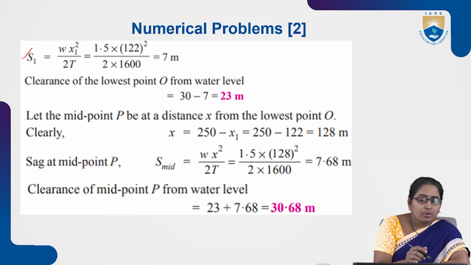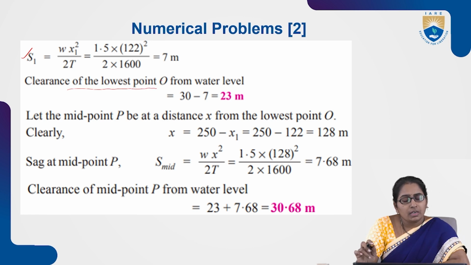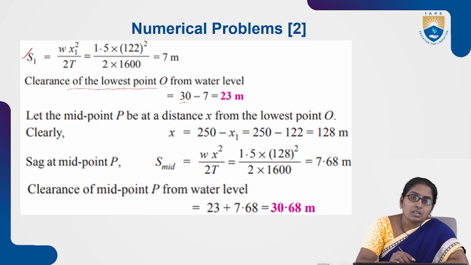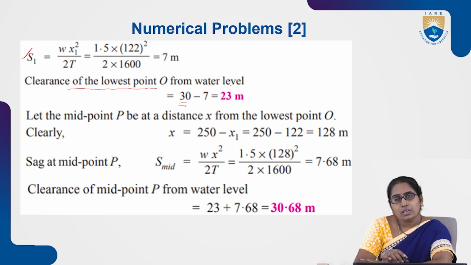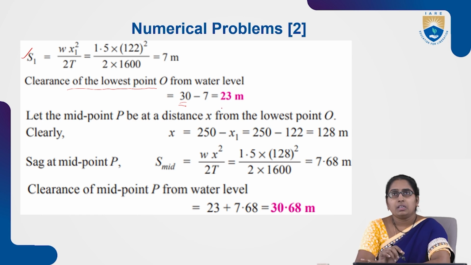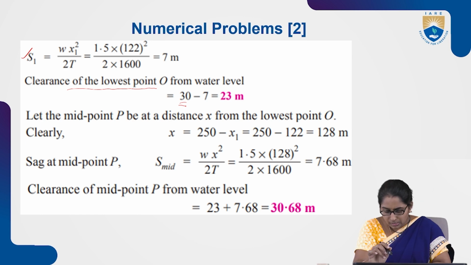Now, we want the minimum clearance. So the clearance of the lowest point O from the water level is the height of the tower A, 30 meters, minus S1. Whose value is obtained as 23 meters. That is the first part. First part done.